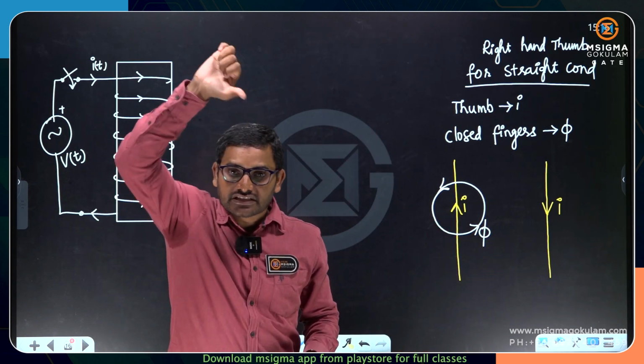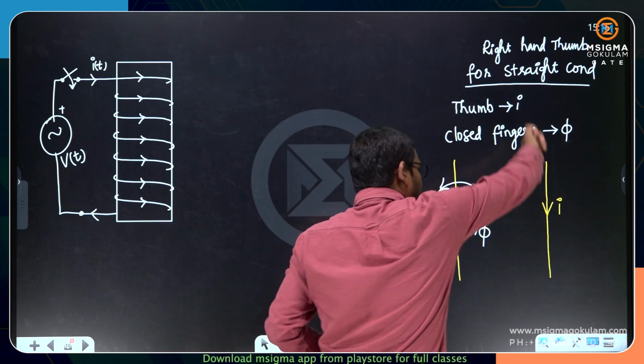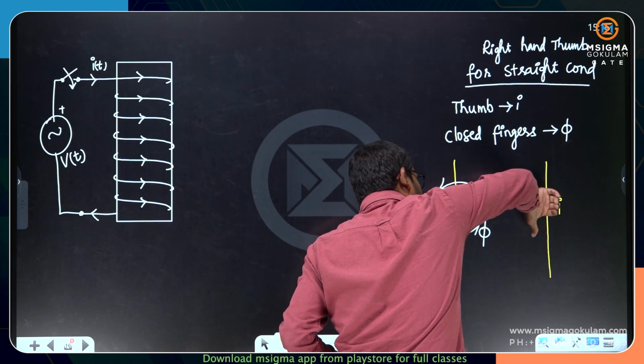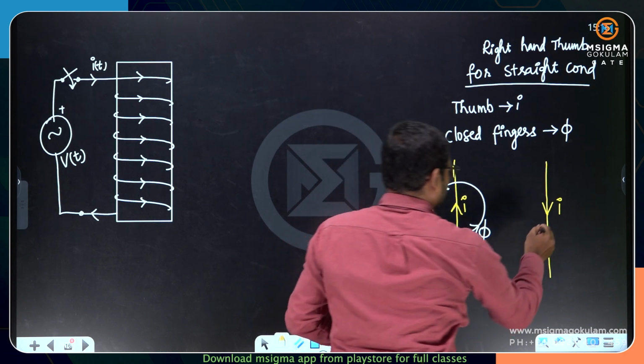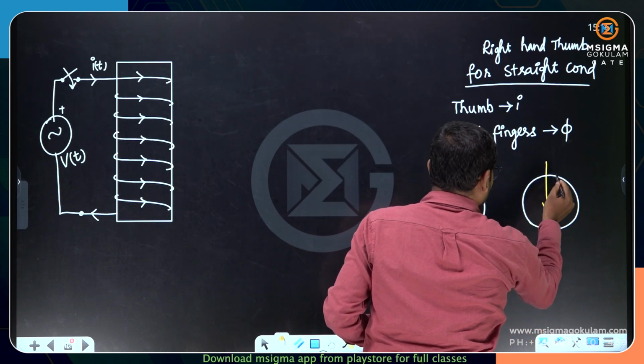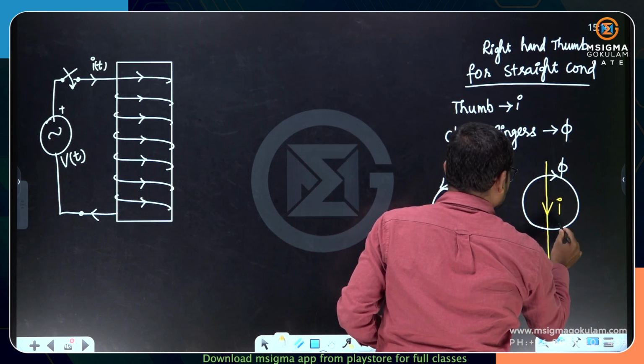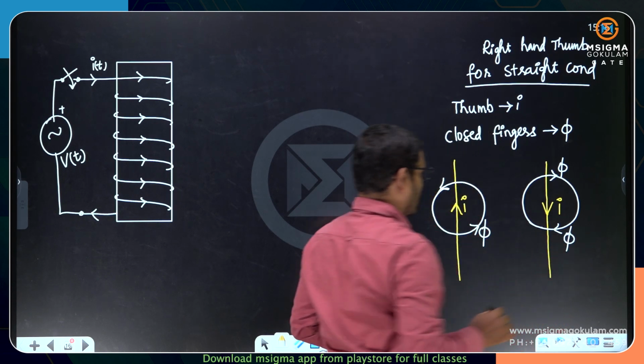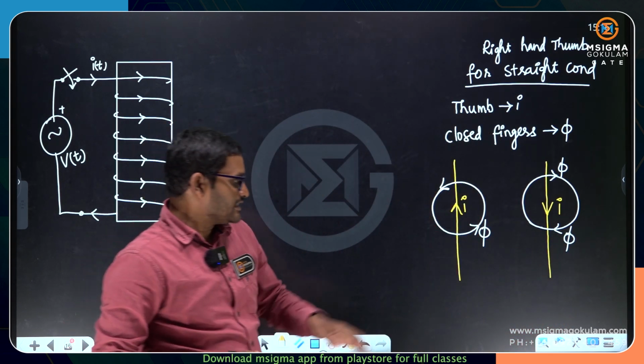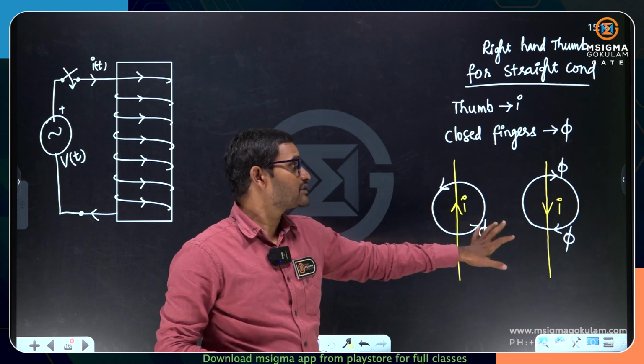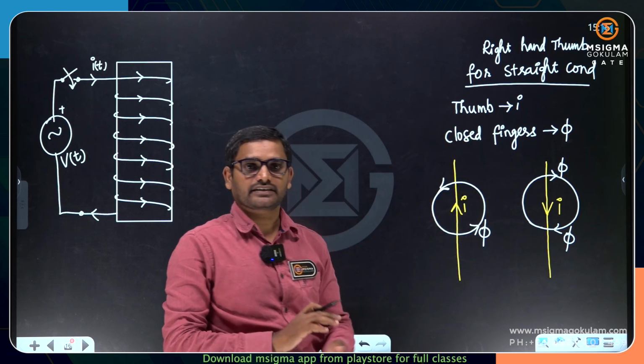If the current goes downward, then the flux direction will be clockwise. These are the flux directions for a straight current carrying conductor.